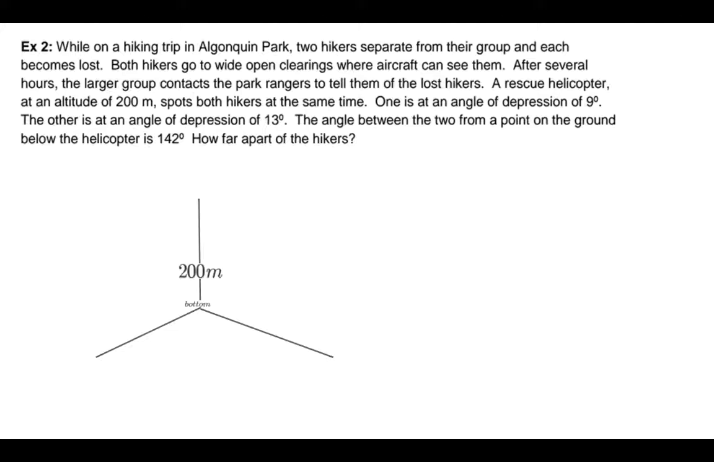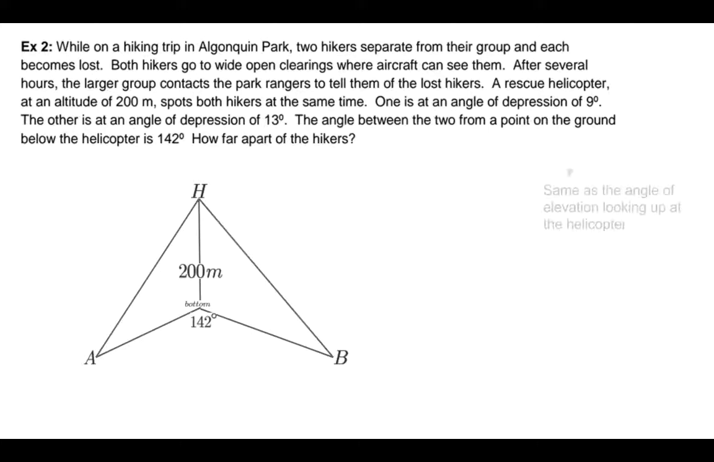And so the helicopter is 200 meters from the bottom. And so the 3D comes in. The 142 is actually on the ground because it says it's on the ground. Sometimes it's up in the air from where the helicopter is looking down on the hikers. We'll see a question like that, but right now it's on the bottom. And so we're looking down at these two hikers from the helicopter.